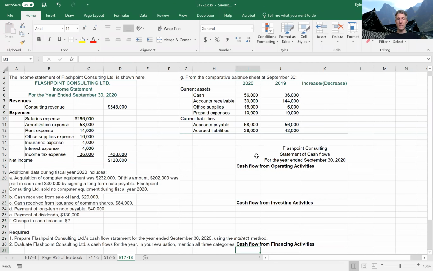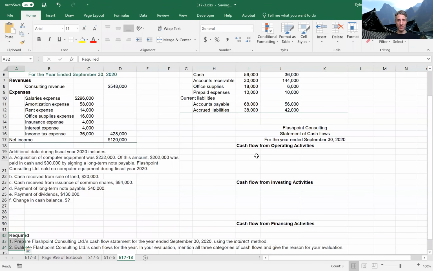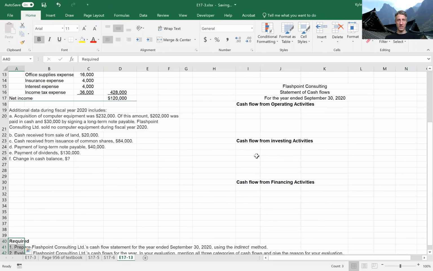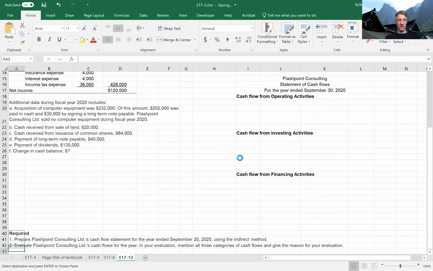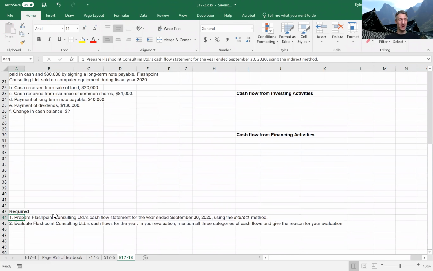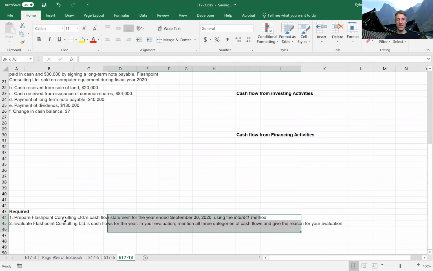Now you can already tell I didn't really prepare well in advance here, because the template I've given myself overlaps with the requirement of the question. So let me just move this down and out of the way. I probably should read what's required as well. So prepare Flashpoint Consulting cash flow statement. Okay, so September 30th, using the indirect method. Okay, that's important for us to know.